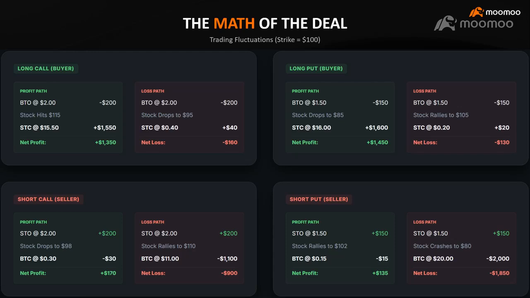Assume that the strike price is $100, and the premium is $2. If I long a call, am I bullish or bearish? Bullish, yes, thank you. I'm bullish, expecting the price to go up. So let's say the underlying price goes up, for example from $100 to $115.